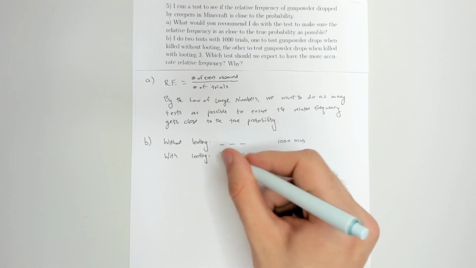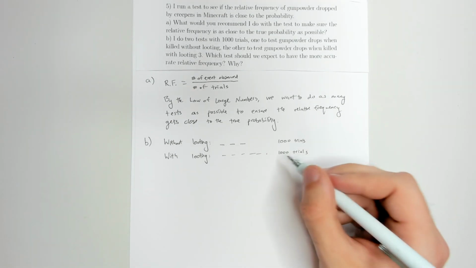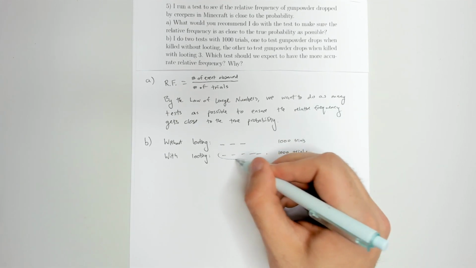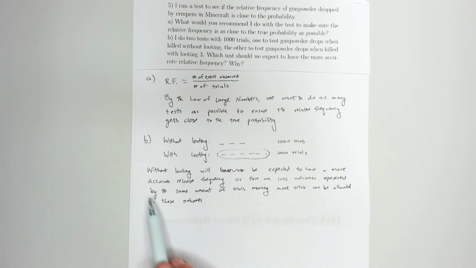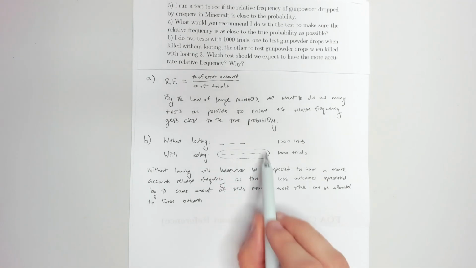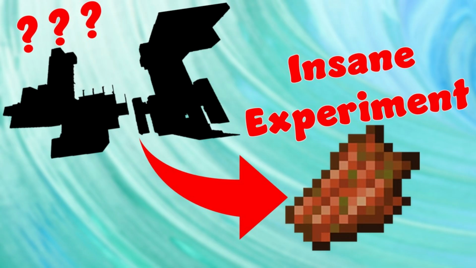But when we do the trials with looting, we're going to expect that the relative frequency is a little bit less accurate. It's a little bit rougher because we're essentially spreading the 1,000 trials over more things, right? And since we're spreading them out over more things, it's going to be less accurate. So without looting, we'll be expected to have a more accurate relative frequency as there are fewer outcomes represented by the same amount of trials, right? Both 1,000 trials, but only 3 outcomes versus maybe 5, meaning that more trials can be allocated to these outcomes. Once again, we discussed all of this in episode 43.